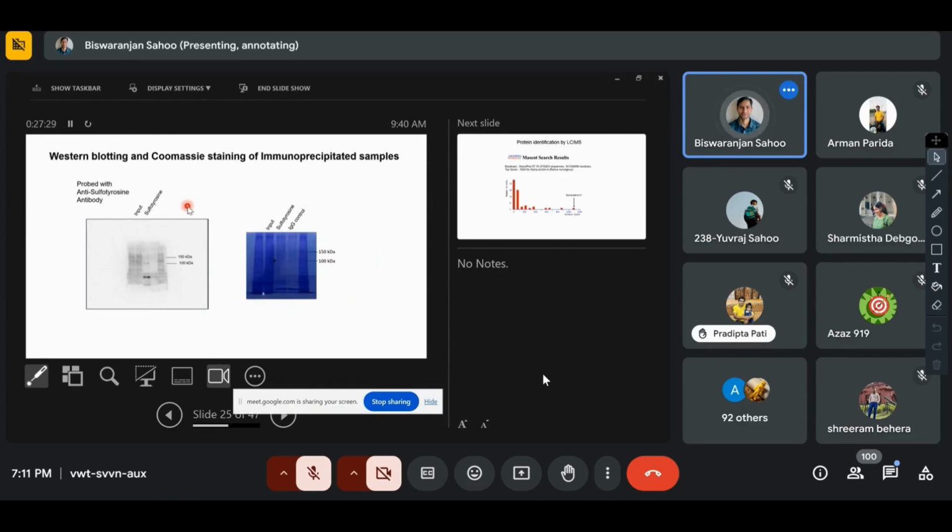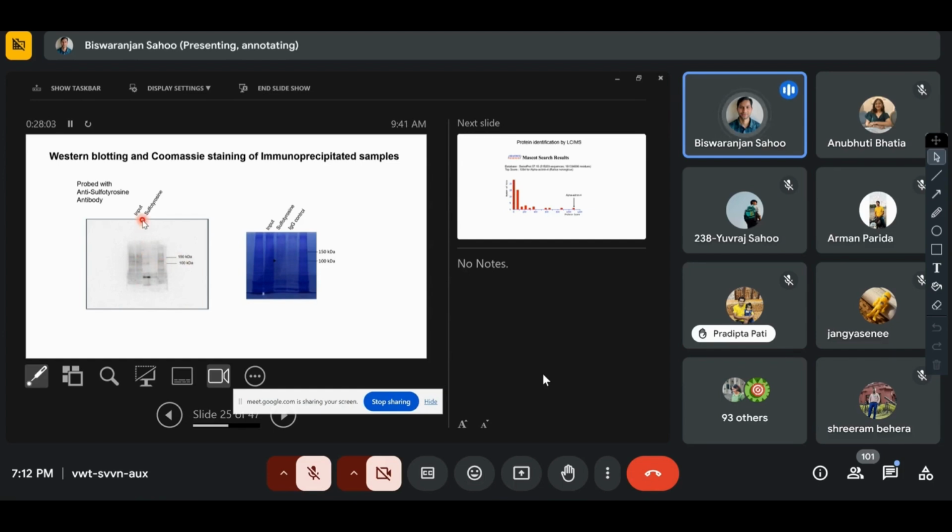So by using, I hope you all know, the immunoprecipitation assay. Do you know? Yes, sir, very familiar. Great. So using the immunoprecipitation assay, I used the sulfotyrosine antibody to pull down those hippocampus samples and probed with the sulfotyrosine antibody, the same antibody, and we found the lower band, 105 kD. The upper band is not clear because the antibody is not that great. So this is the lower band.